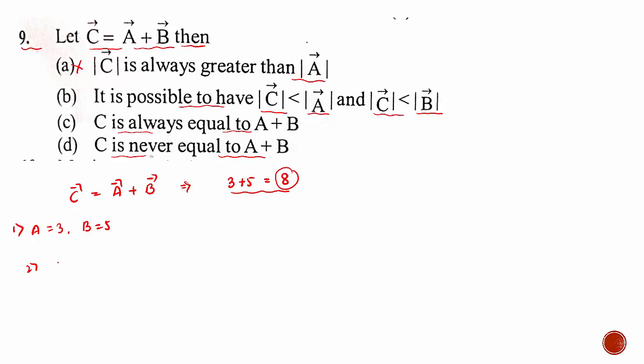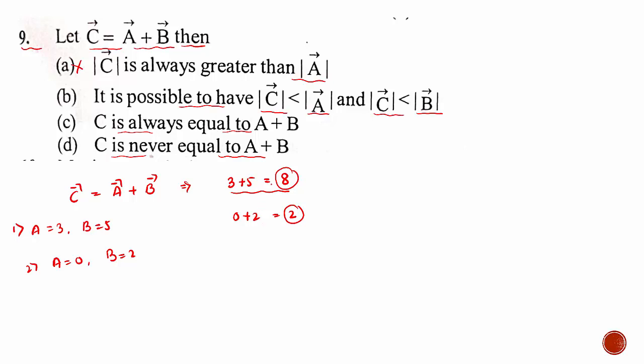In the second example, I can take A equal to 0, B equal to 2. What is the answer? 0 plus 2 equal to 2. Now you can observe the resultant C value is 2. So this value of C is equal to B but greater than A. It means it is lying between A and B value, 0 to 2, right?